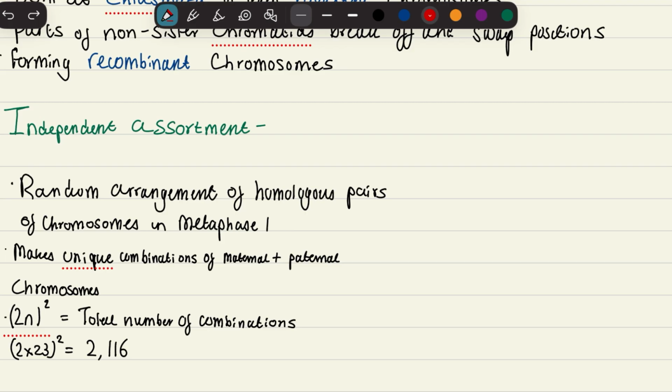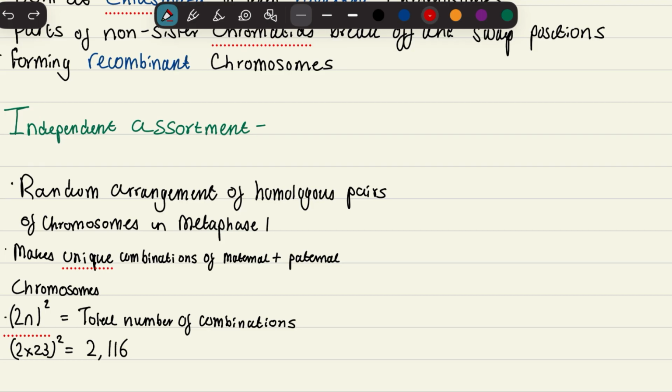So maybe one time you're going to have maternal on the left, paternal on the right, or the other time you have paternal on the left, maternal on the right, different combinations, right? That is going to help us to make a lot of different unique ones, which is going to mean that we get genetic variation because you don't know which combination of maternal, paternal chromosomes are going to end up in which cell. Yeah?